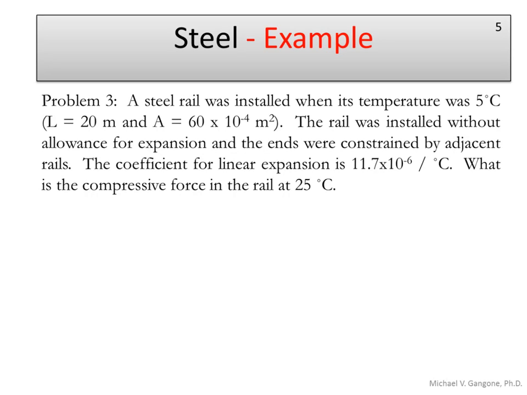In other words, there was no allowance for it to expand freely without touching another part of the rail. So when one rail expands, it would push into another rail. The ends were constrained by adjacent rails. The coefficient of expansion for the rail is 11.7 times 10 to the negative 6 per degree C. What is the compressive force in the rail at 25 degrees C?